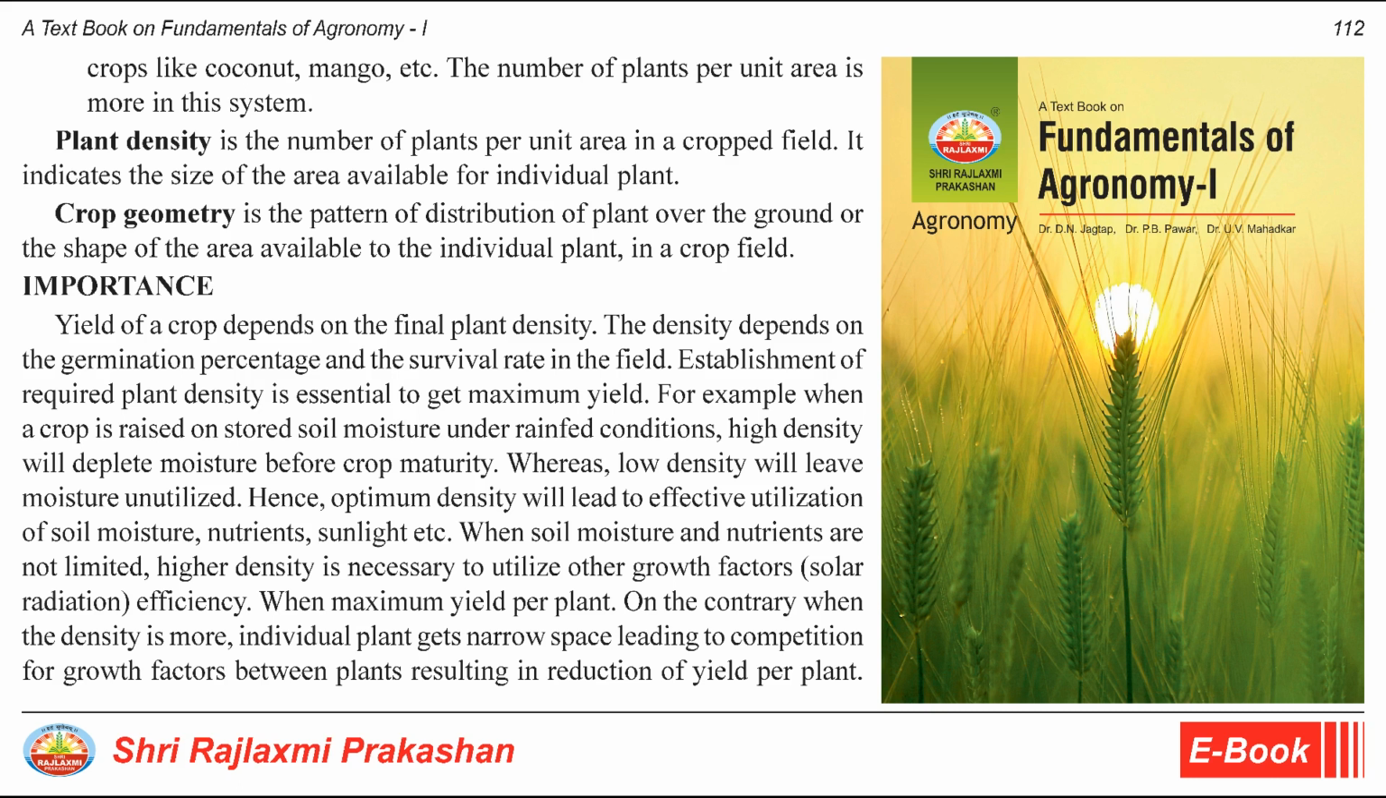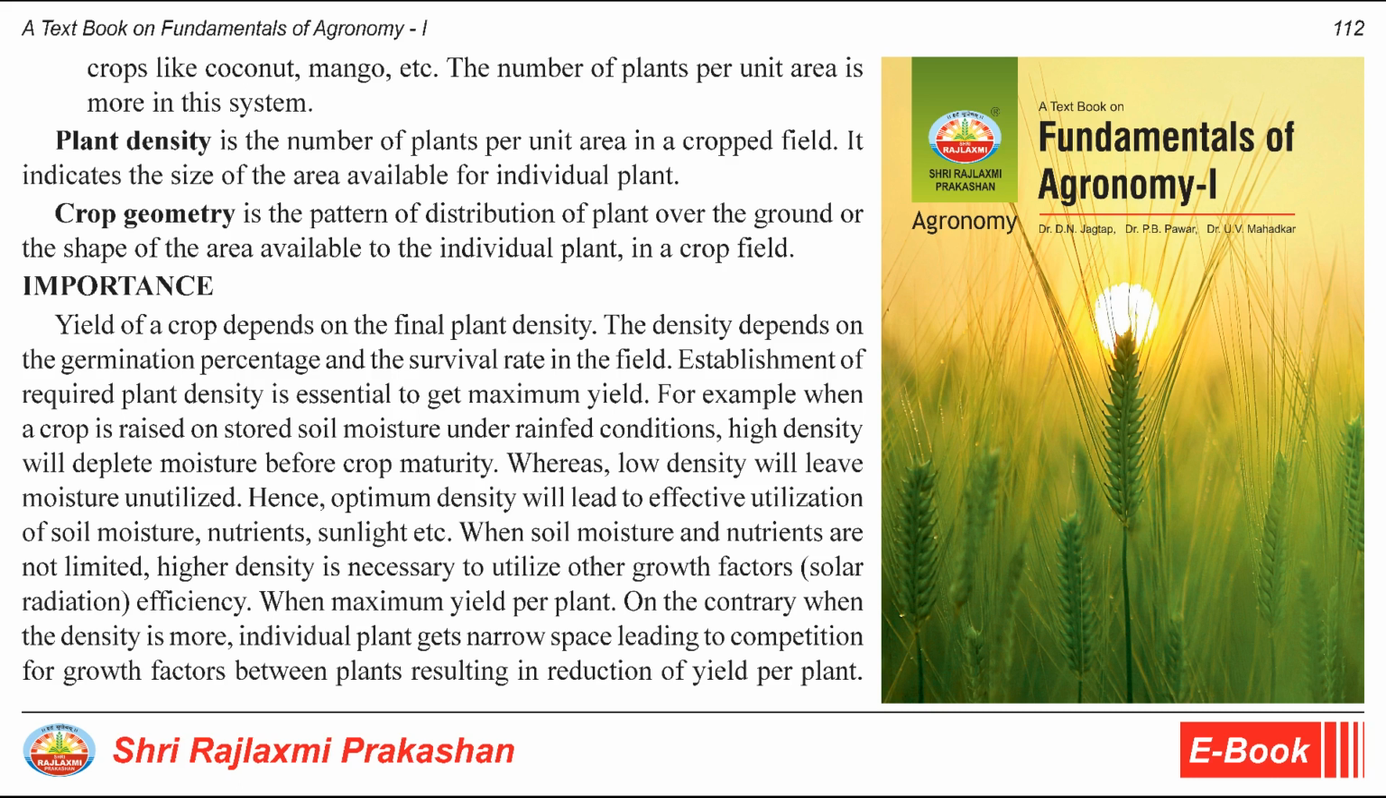Crop geometry is the pattern of distribution of plants over the ground, or the shape of the area available to the individual plant in a crop field. Importance. Yield of a crop depends on the final plant density. The density depends on the germination percentage and the survival rate in the field. Establishment of the required plant density is essential to get maximum yield.